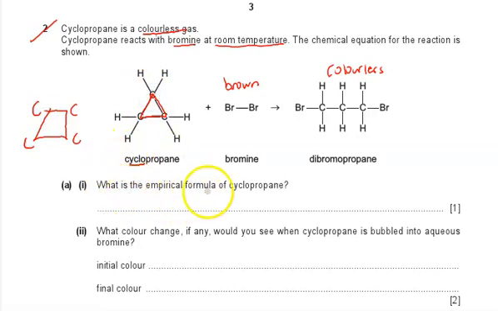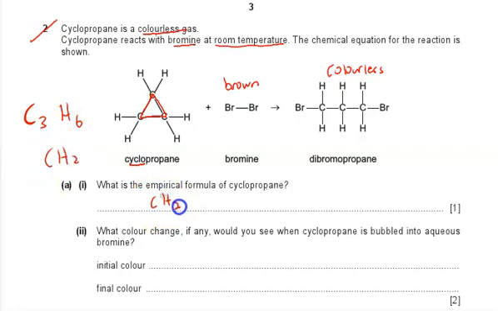Okay, what is the empirical formula of cyclopropane? So let us calculate the whole thing. So let me erase the stuff off. Okay, so here we have C3 and H is 1, 2, 3, 4, 5 and 6. So we can simplify this, you will get CH2. So that is your empirical formula. It means the simplest form of a formula.